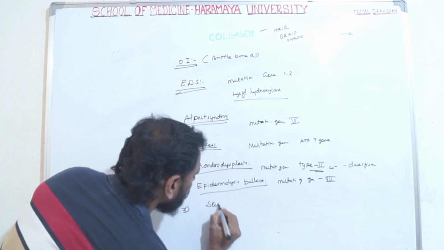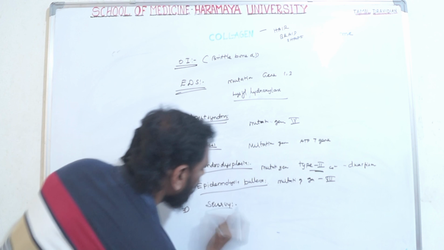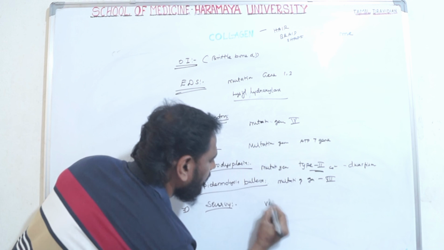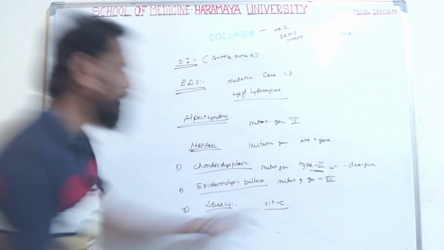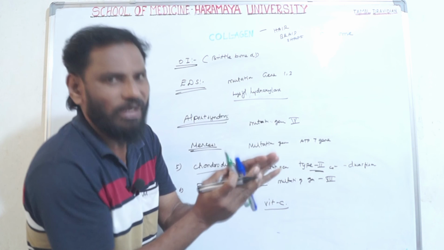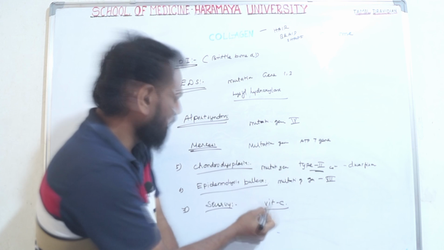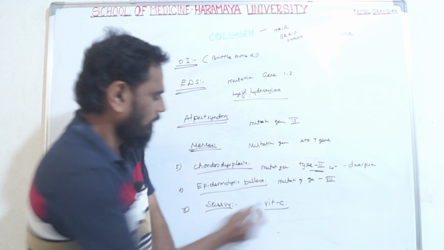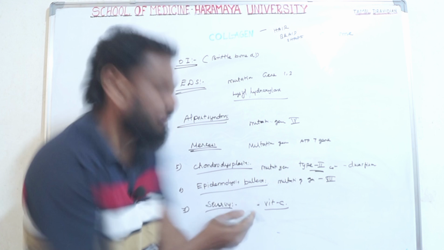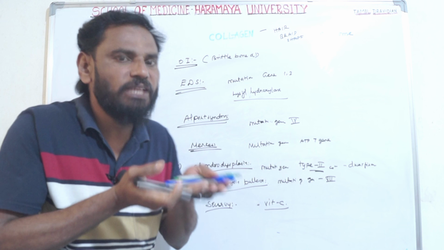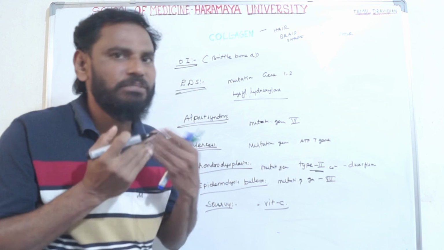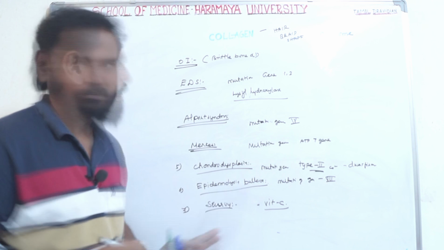Clear? Then the last one is called scurvy. You know scurvy very well. It is a complete absence of vitamin C. Vitamin C absent means what will happen? The hydroxylation reaction is not possible. So it leads to scurvy. If it is scurvy, there are spongy gums, loosening of teeth, and bleeding gums. So that is called scurvy.